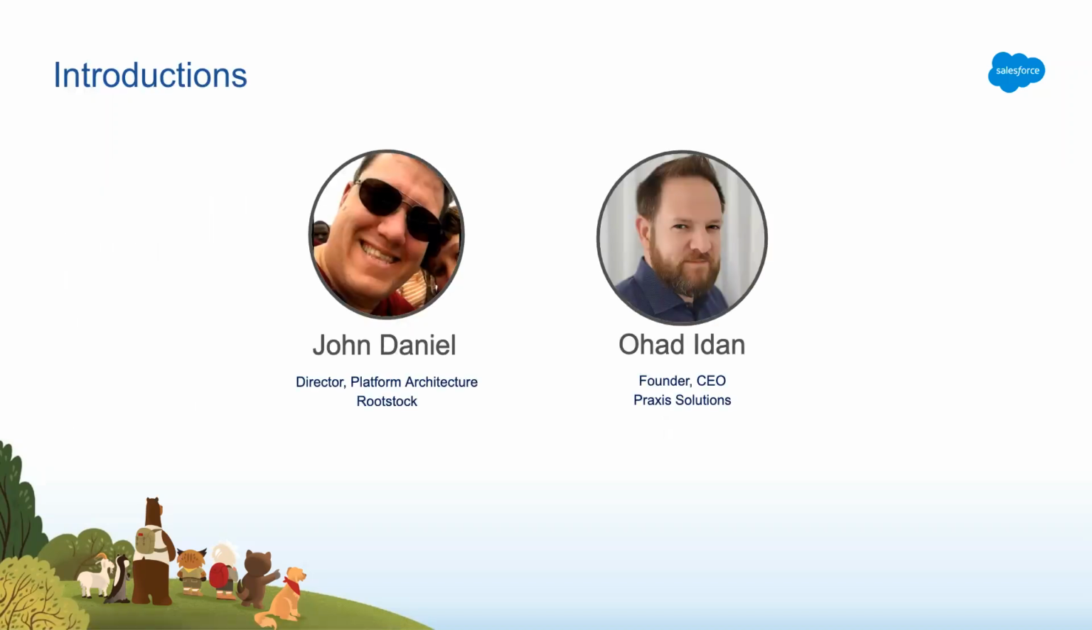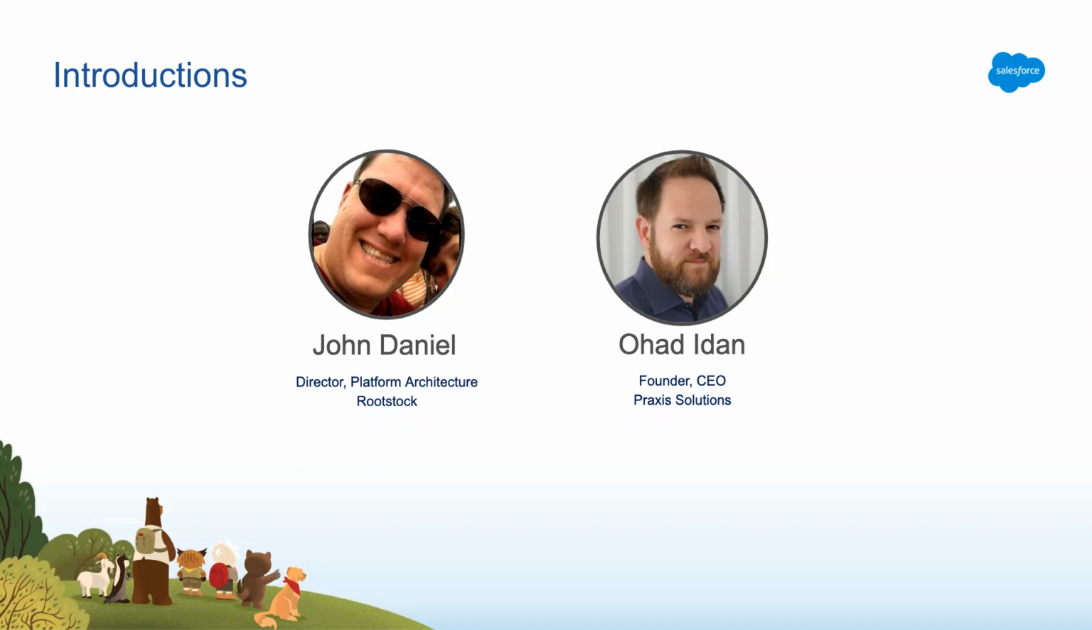And again, I'm John Daniel. I'm the Director of Platform Architecture for Rootstock Software. We are ERP on the Salesforce platform, based out of San Ramon, Bay Area. And my esteemed colleague, Ohad. I run a Salesforce consulting group called Praxis. And I am a developer, solution architect, account manager, everything. Oh, and both John and I are Salesforce MVPs.